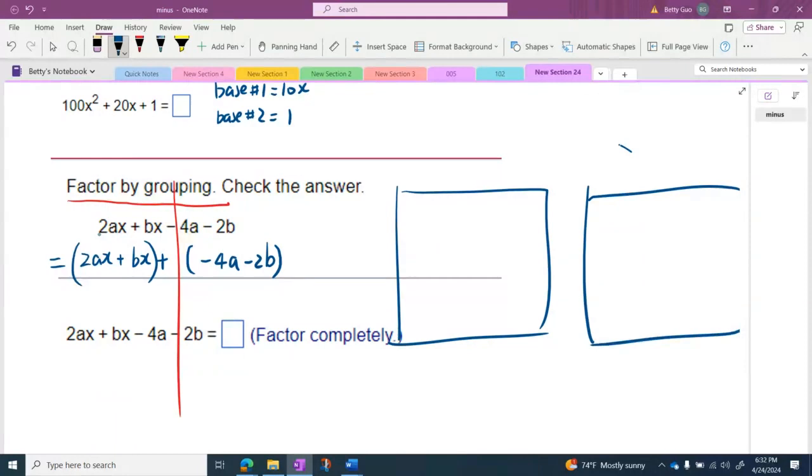You don't have to worry about how to group. The first two, last two always work. 2ax plus bx.